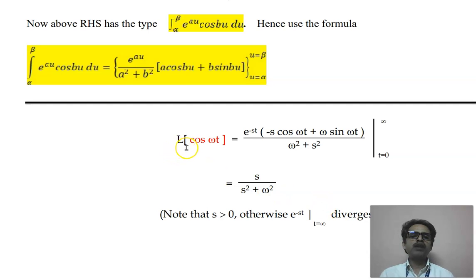So the Laplace transform of cos omega t is s upon s square plus omega square if s is greater than 0. So when you do the actual integration calculation, you find you have to think of the existence of that solution, right? So here we have to add a condition: if s is greater than 0.